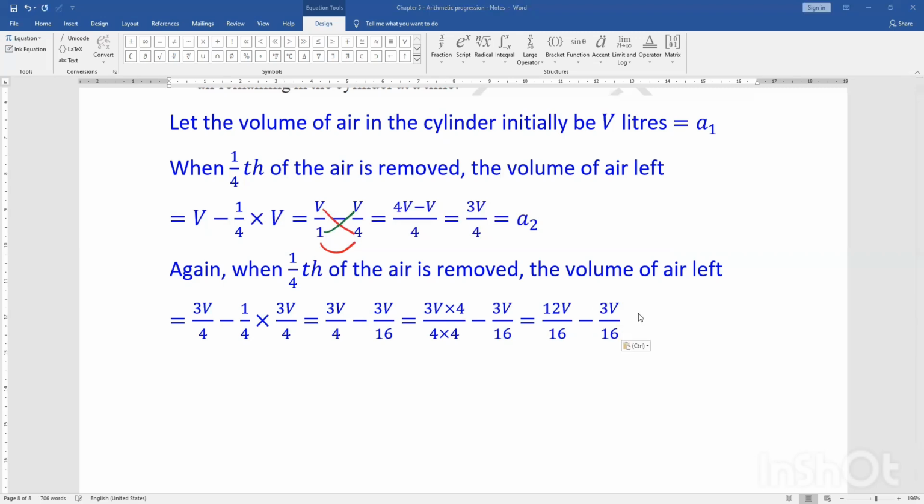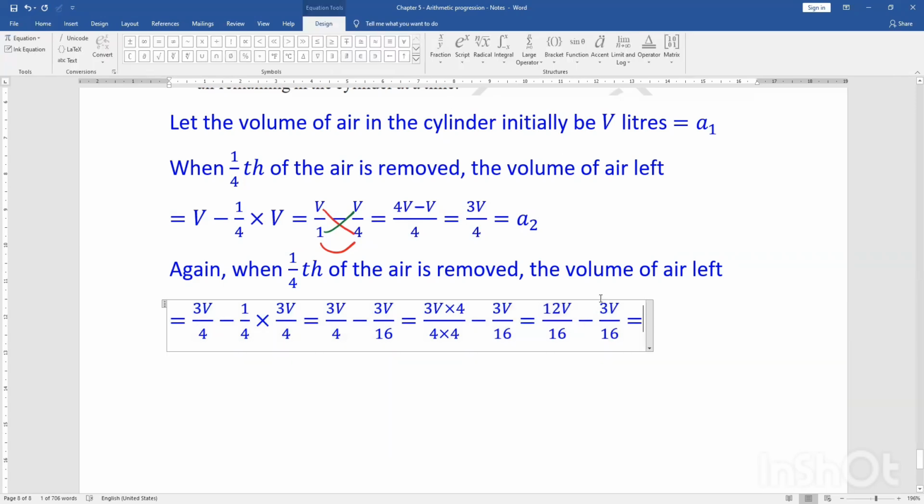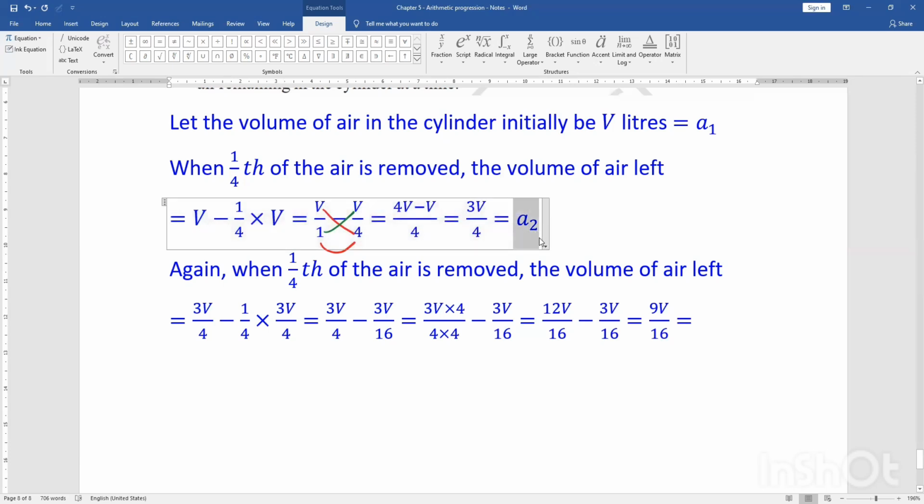So this will be equal to, now both of the denominators are same. So 12V minus 3V will give you how much? It will give you 9V, right children? So I'm going to write it as 9V divided by 16. Okay, so now this will be equal to A3. So here it is A3.